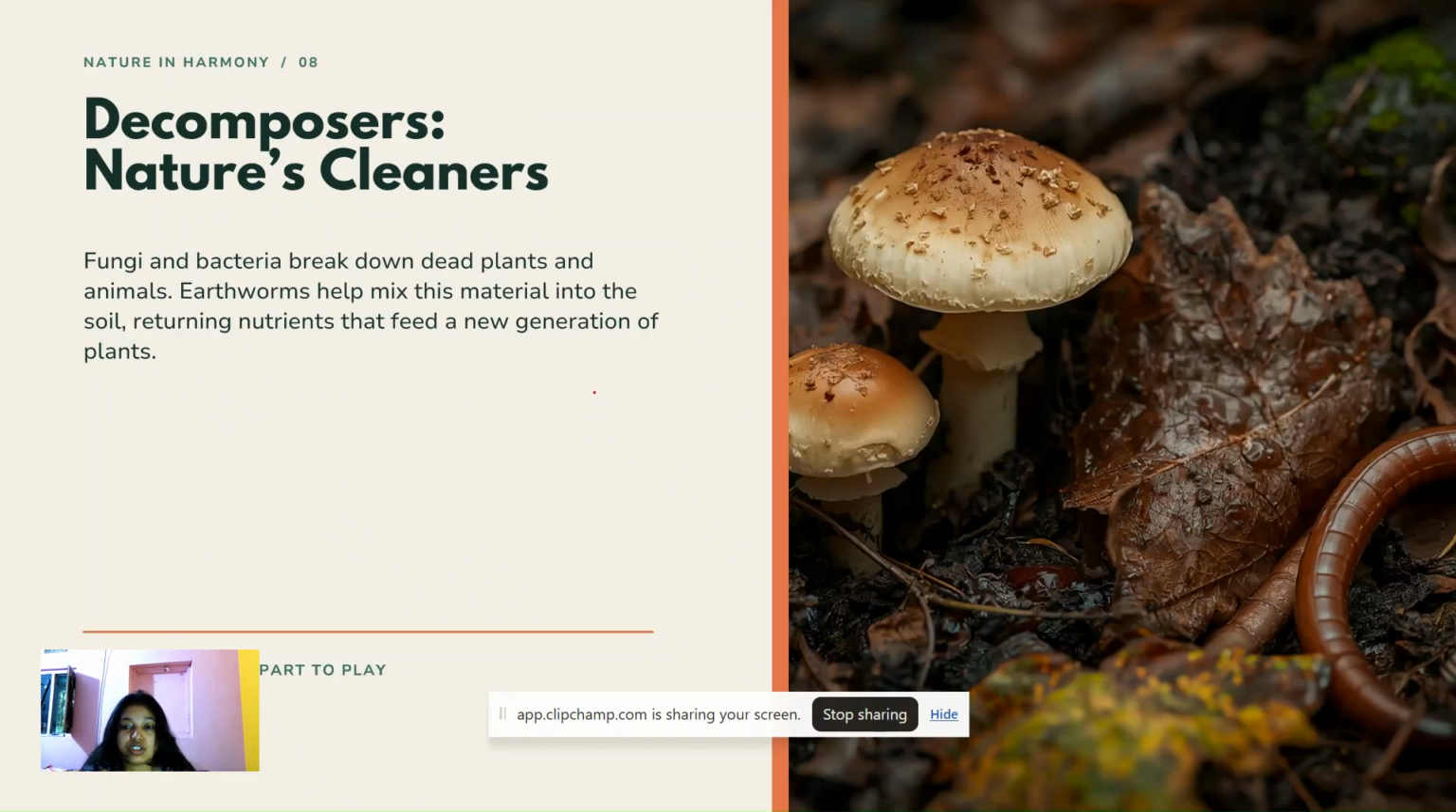Decomposers. You can see the image of mushrooms and other insects. Fungi and bacteria break down dead plants and animals. Earthworms help mix the materials into the soil, returning nutrients that feed a new generation of plants. So in this case, fungi and bacteria have a vital role. They decompose the dead plants and create new life.